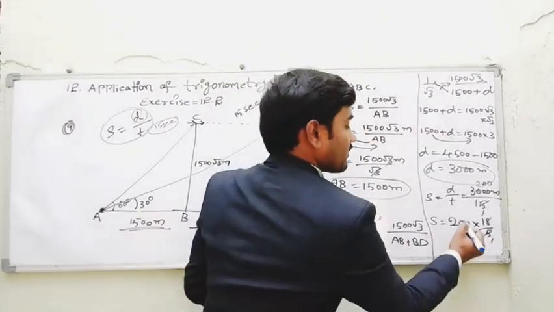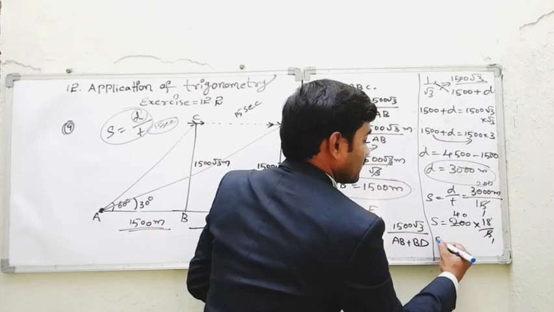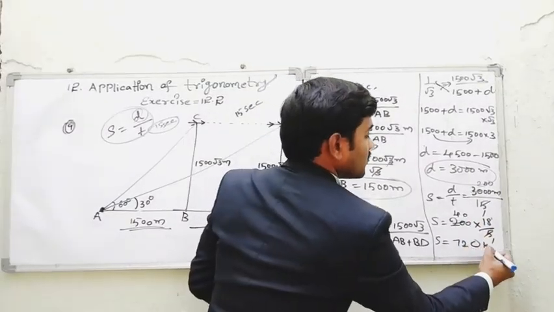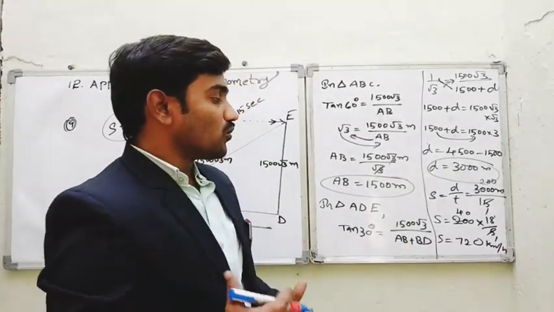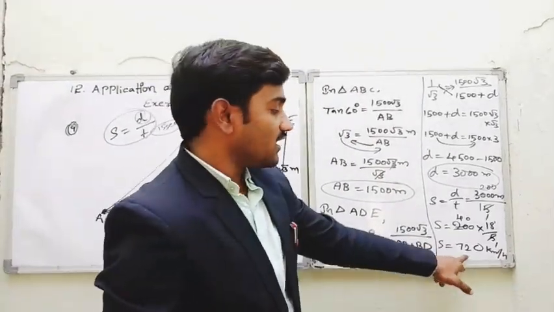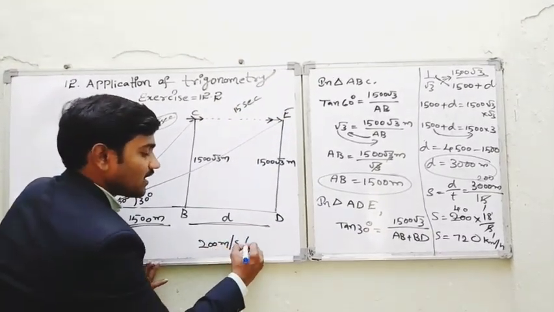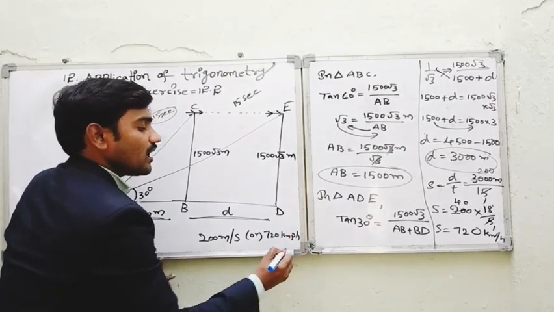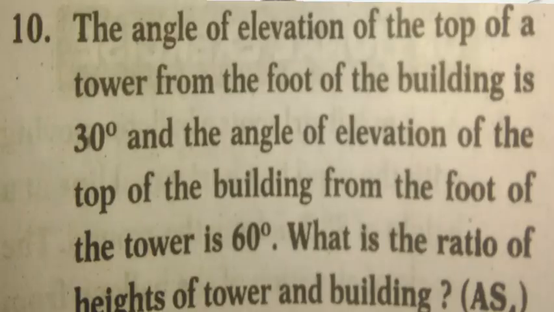5 ones are 5, 5 fours are 20 and 0. That is equal to 10. 18 fours are 72. This is kilometer per hour also. So 200 meter per second is 720 kilometer per hour, kmph. So let's see the next question now.